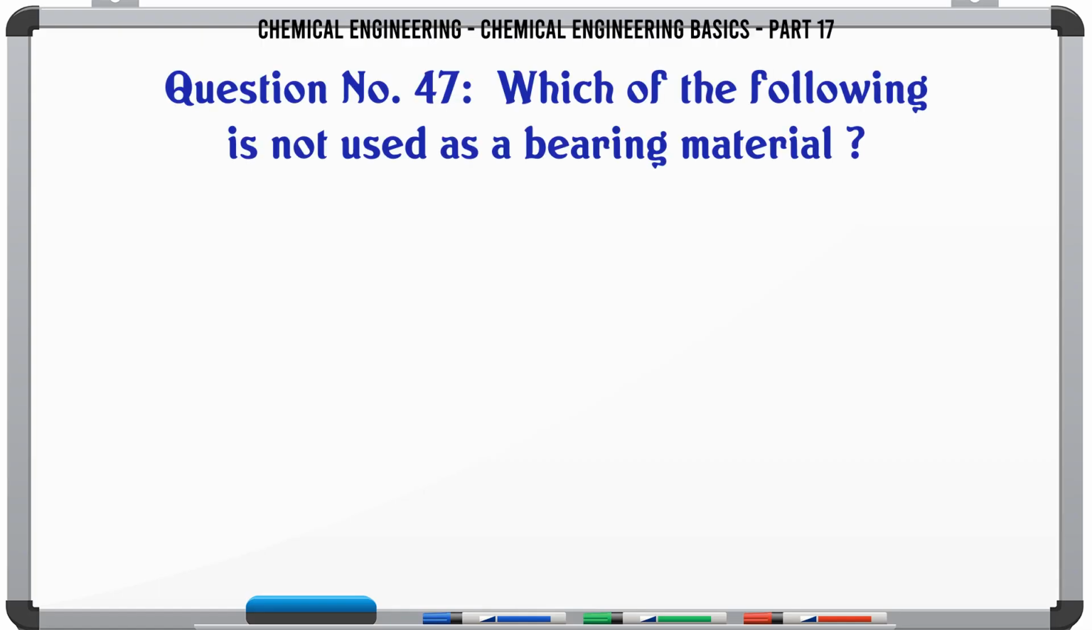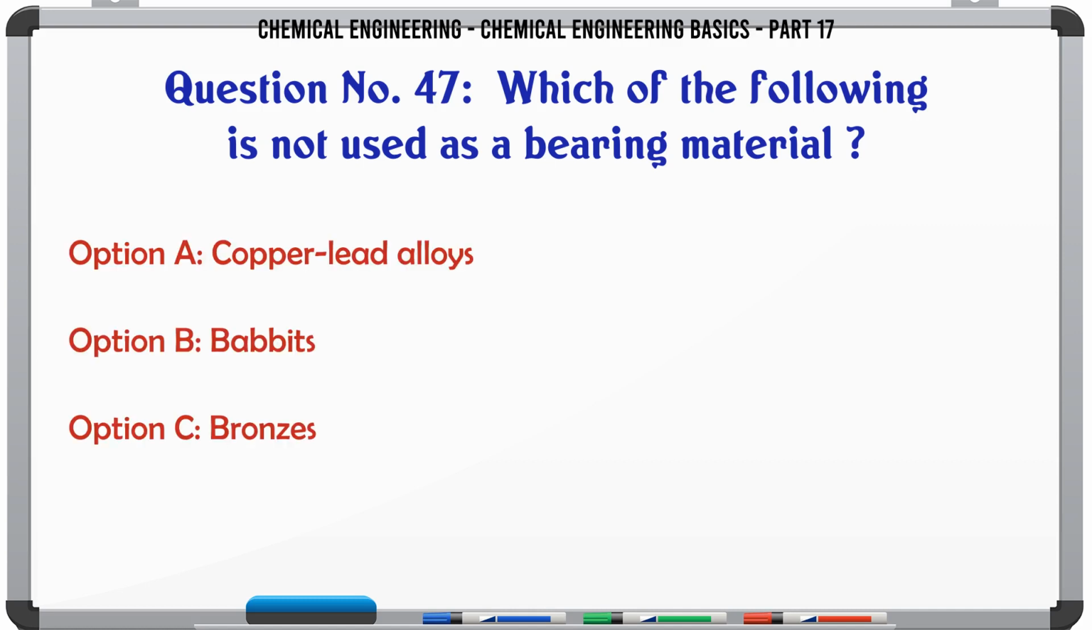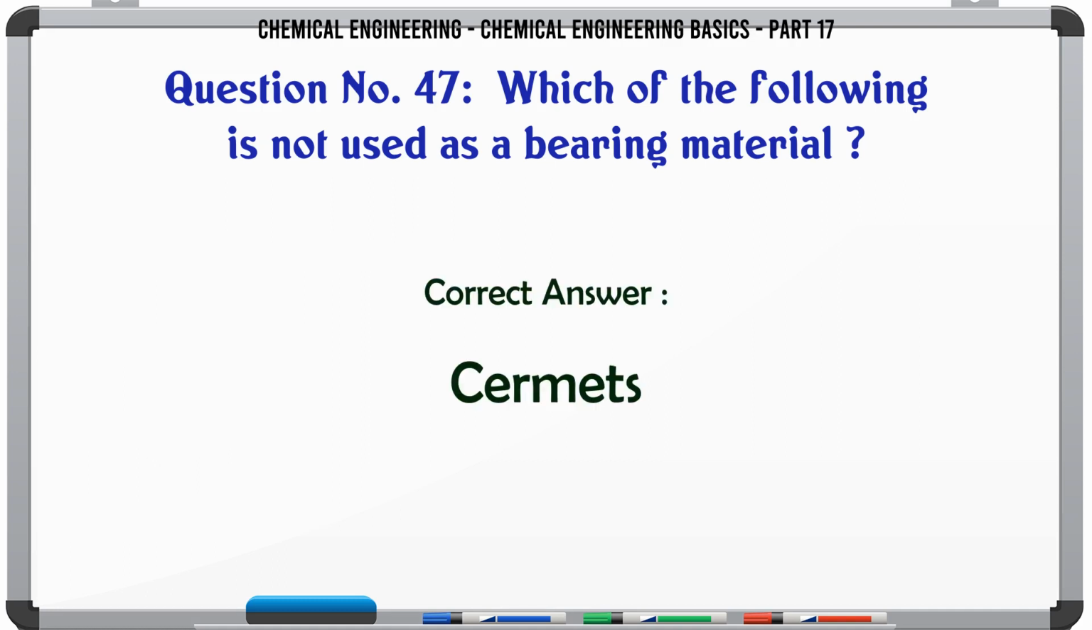Which of the following is not used as a bearing material? A. Copper-lead alloys. B. Babbitts. C. Bronzes. D. ceramics. The correct answer is ceramics.